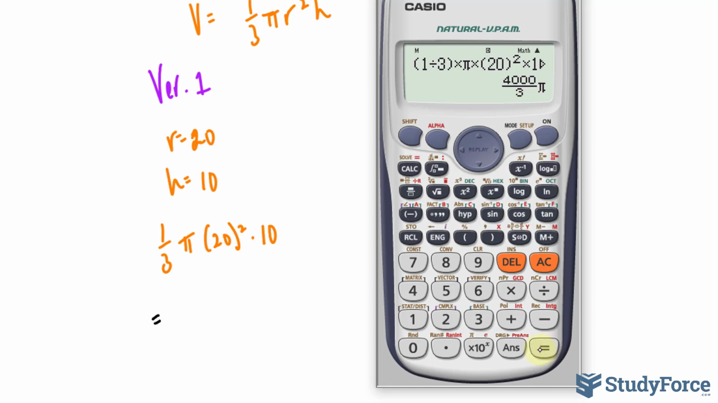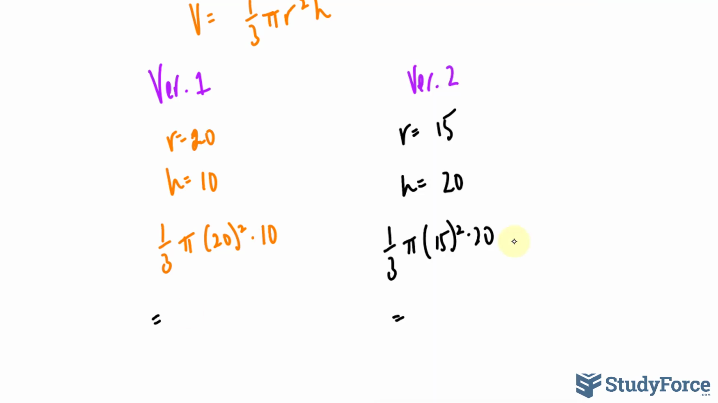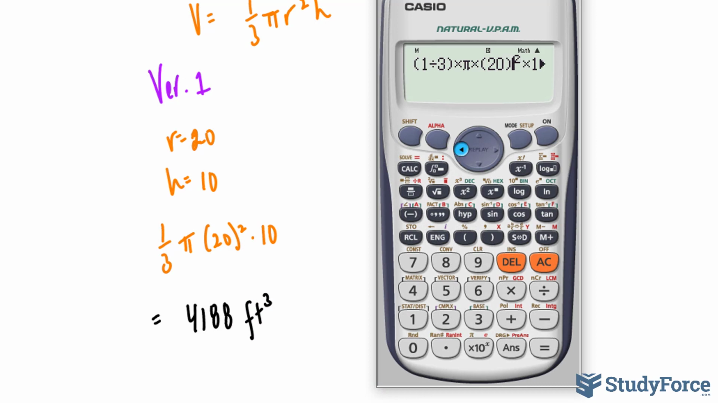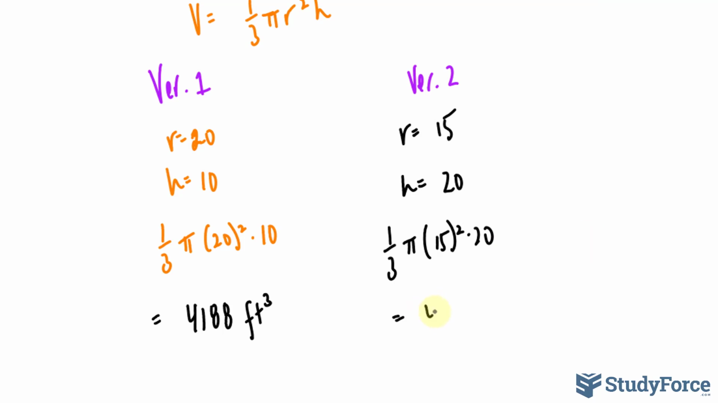So for the version where the diameter increases, we get a volume of 4,188. So that's the approximate volume, and that's in foot cubed. All we have to do now is just change this 20 into 15 and this 10 into 20. And this gives us a volume of 4,712, approximately that. Cubic feet. As you can tell, it's probably better to increase the height to 20 as opposed to increase the diameter 10 more.